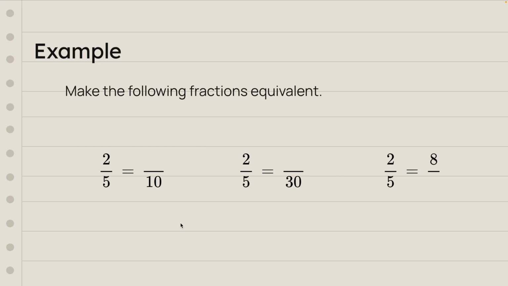So let's make the following fractions equivalent. I have the fraction 2/5, and I want to put it as a fraction out of 10. Well, I need to look at what I do to go from 5 to 10, and I multiply by 2. So to get my top number, I'm going to multiply 2 by 2 as well, and I get 4/10. So 2/5 and 4/10 represent the same amount of blue, and so they are equivalent.